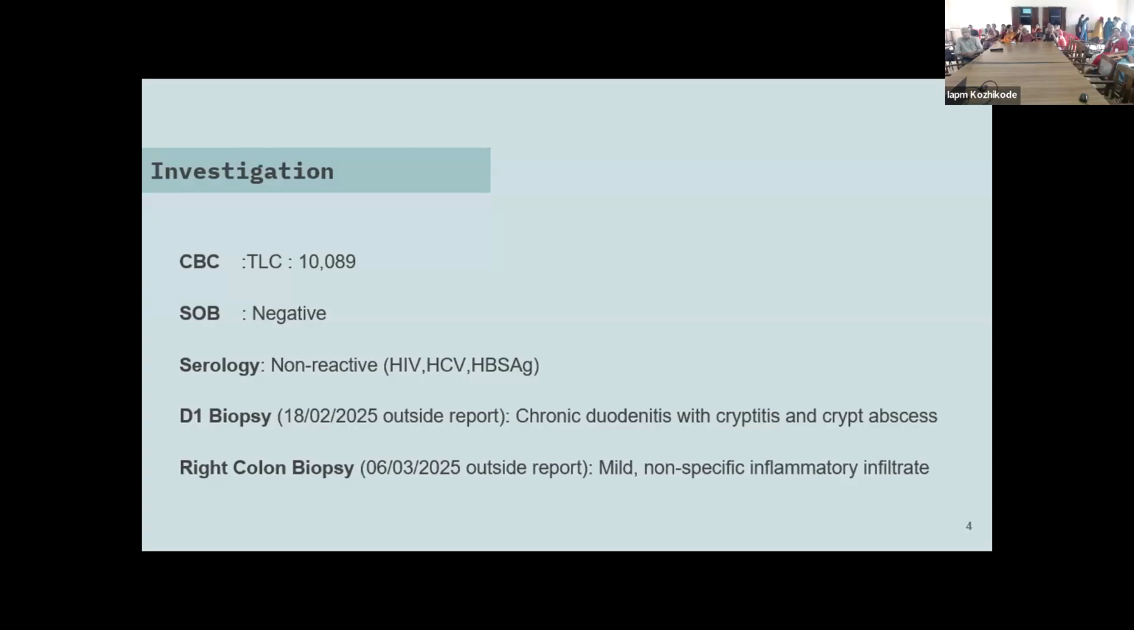Since the patient was suspected to be a case of Crohn's disease or inflammatory bowel disease, a D1 biopsy was taken in February 2025 from outside, and it was suggestive of chronic duodenitis with cryptitis and crypt abscess. After 1 month of treatment, the patient was not feeling well. Her symptoms had not subsided. So a right colon biopsy was taken in March 2025. It was also taken from outside, and it was suggestive of mild non-specific inflammatory infiltrate.